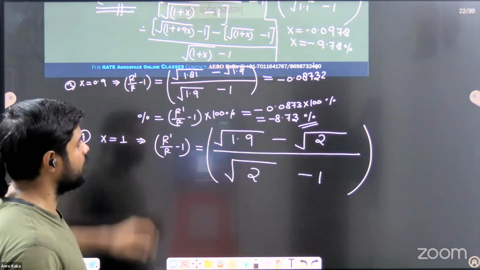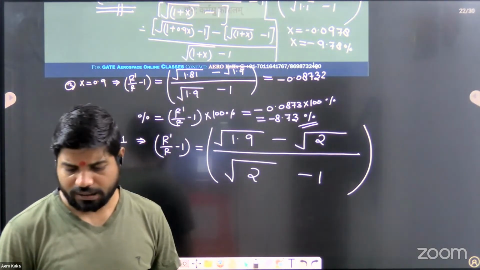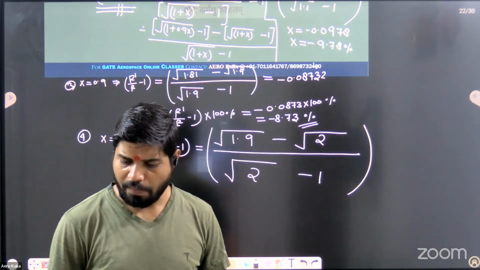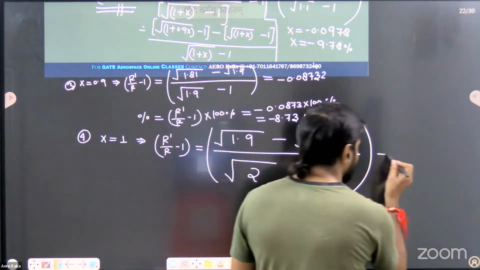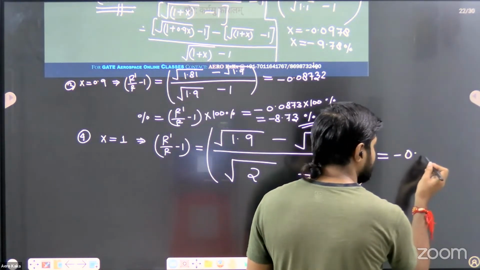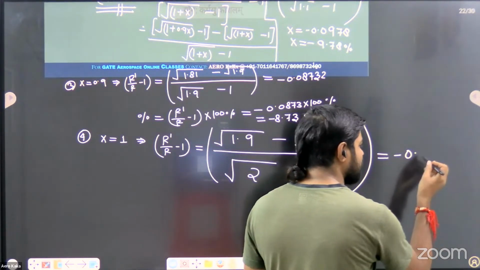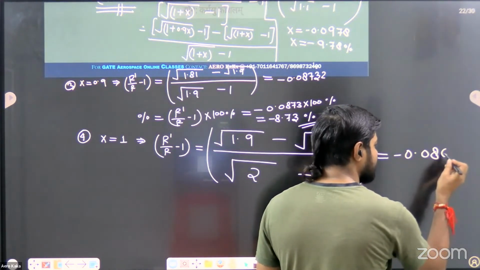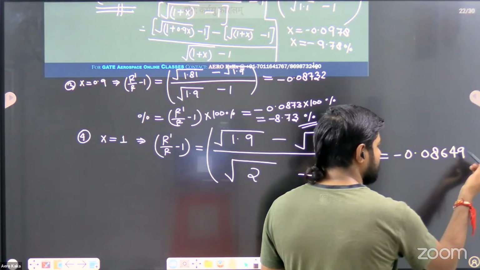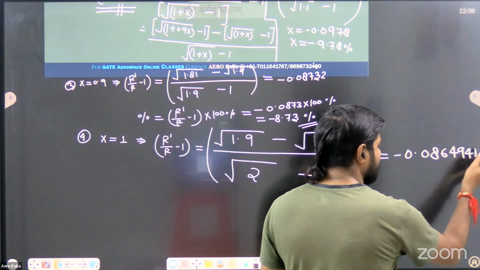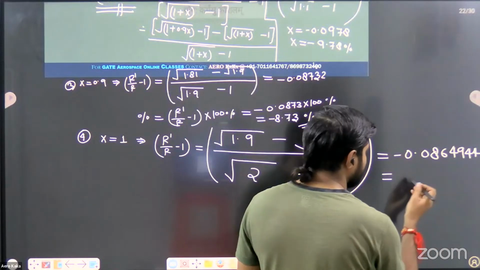So minus 0.086494413. Come again, what is it? Minus 0.086494413. Minus 0 point 086 4944 13.